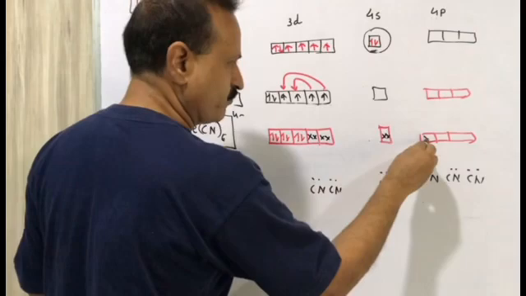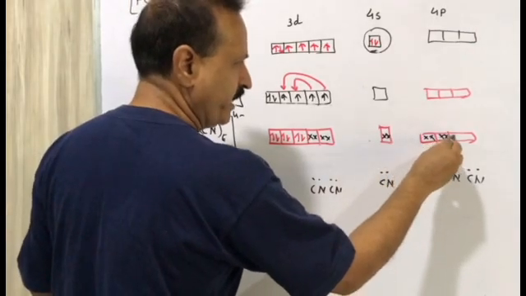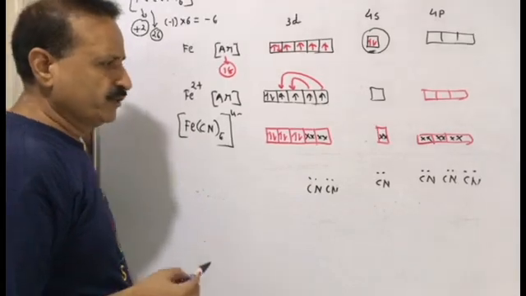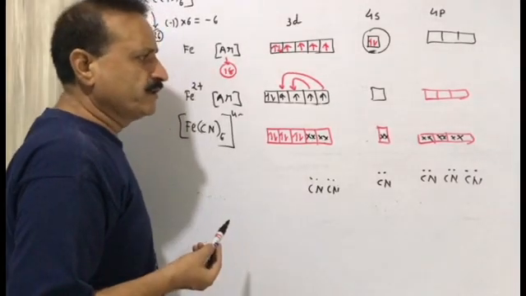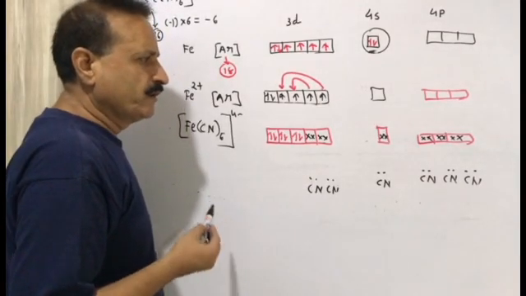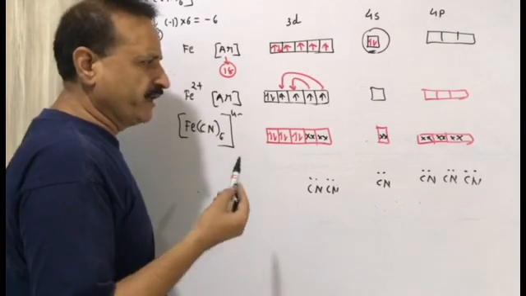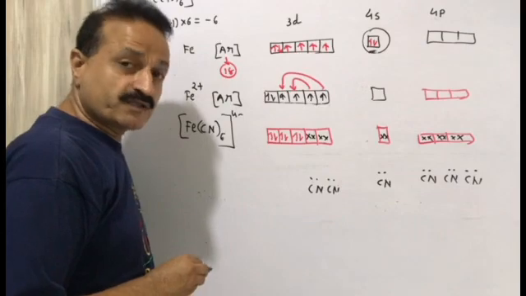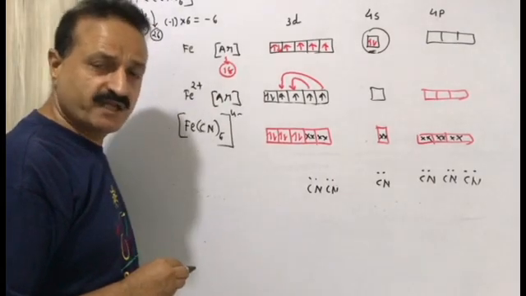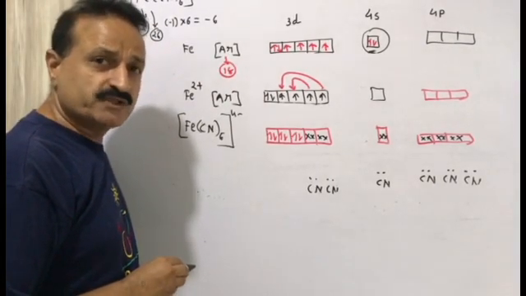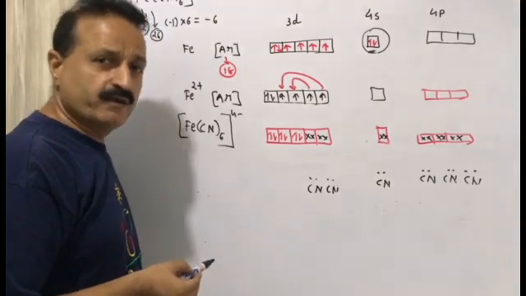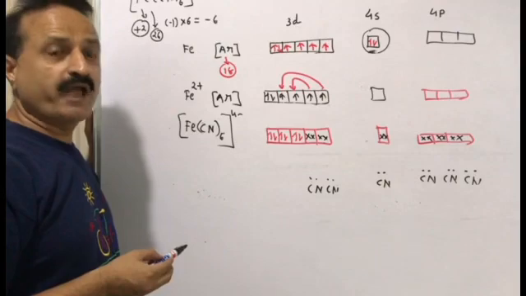This 6 electron pair is donated in vacant orbitals of d, s and p. So what will be the geometrical structure? It must be octahedral, because there are 6 ligands, and the shape will be octahedral, again repeating. And what will be the hybridization?